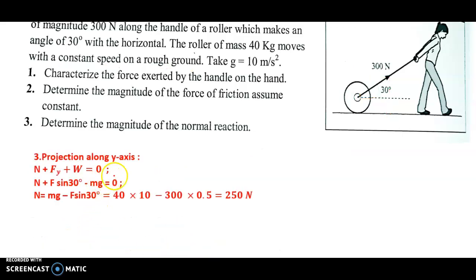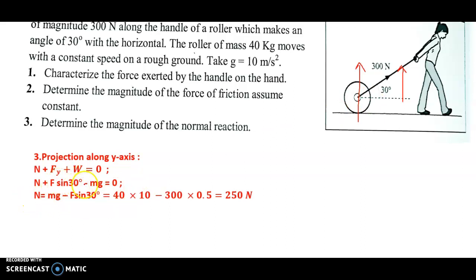Now projection along the y-axis, N plus Fy plus W equal to 0. There is the normal reaction of support, the y component of F, and the weight. The y component of F, if we do projection on the y-axis, Fy is opposite and equal to this side, opposite the 30 degree angle. That's why we use sine. So N plus F sine 30 degree minus mg equals 0.